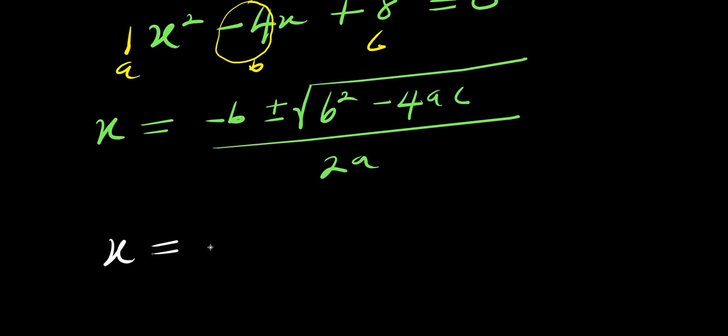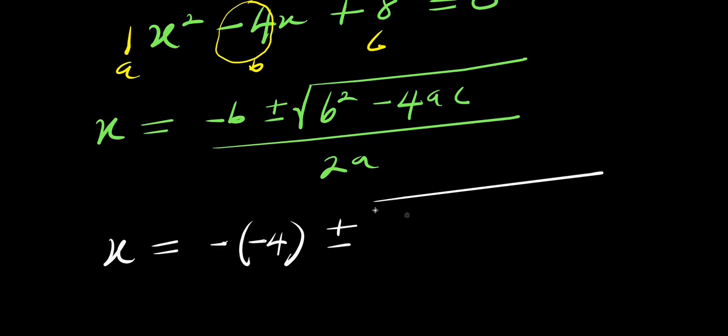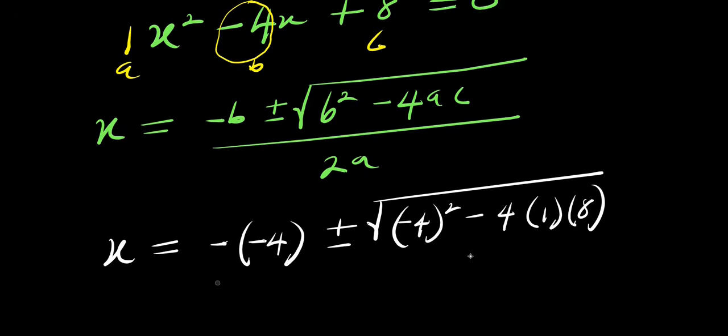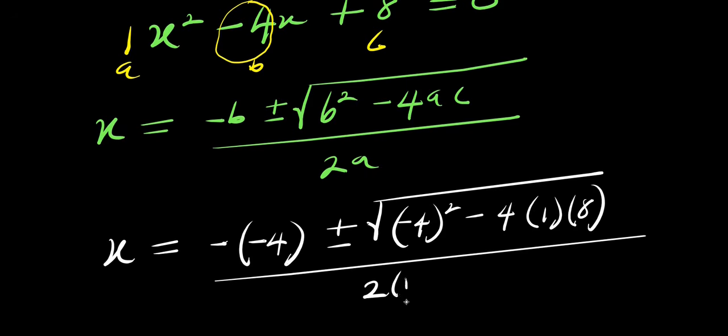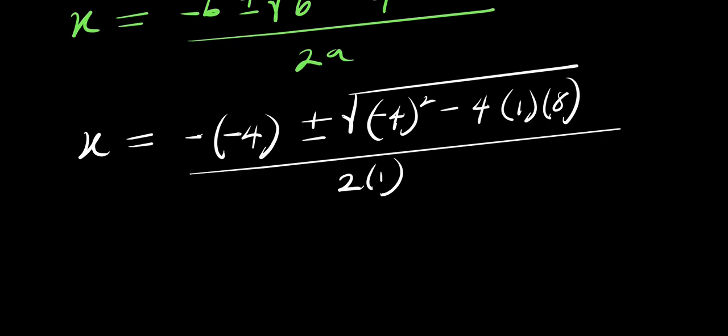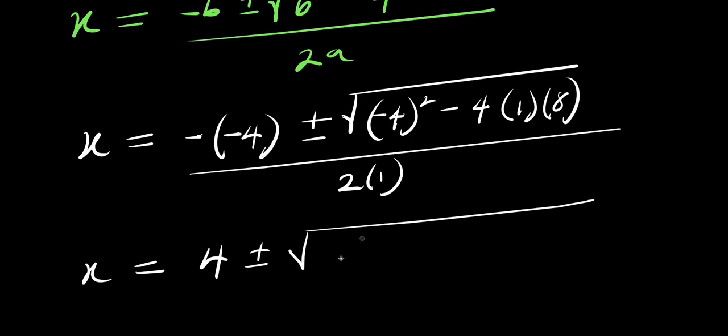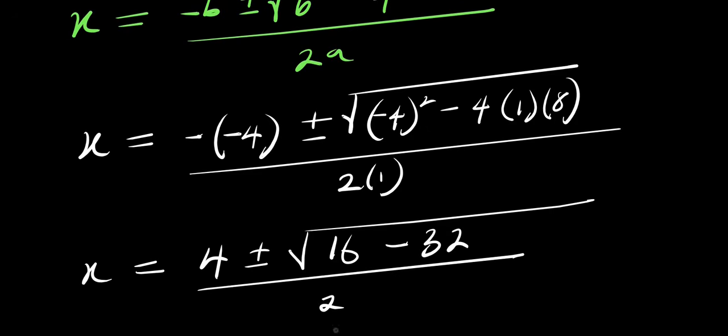We have x equals negative times negative 4 plus or minus square root of b squared, that is negative 4 power 2, minus 4 times 1 times 8, divided by 2 times 1. From here, I have x equals 4 plus or minus square root of this is 16 minus 32, divided by 2.